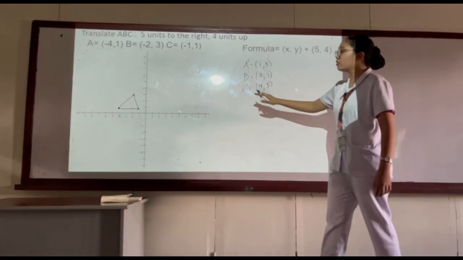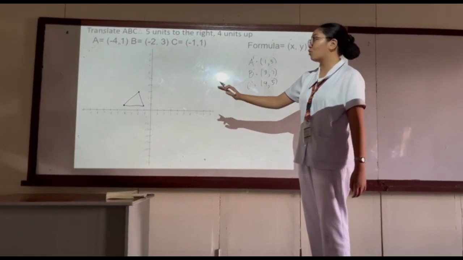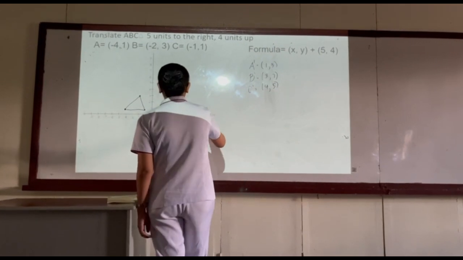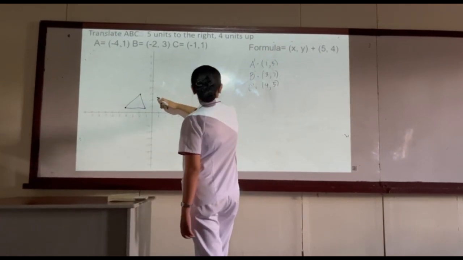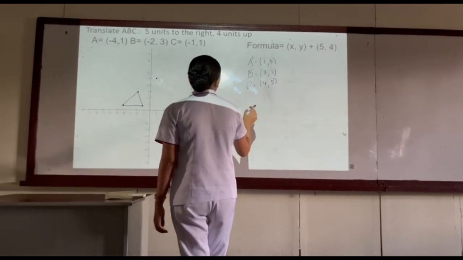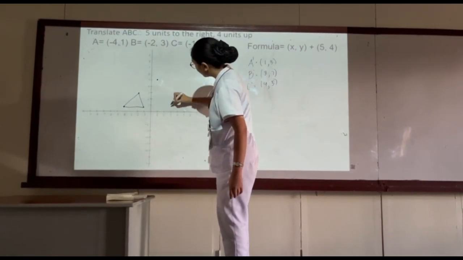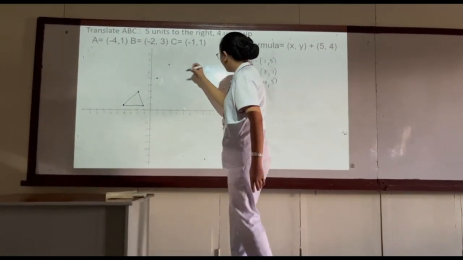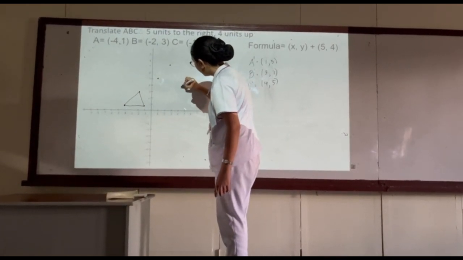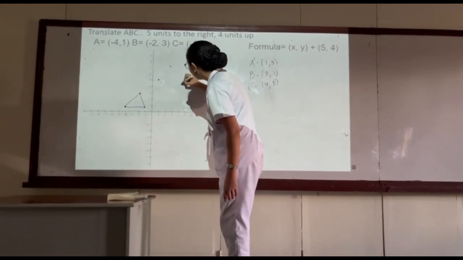Now, we're going to plot them into the graph by following the same procedure we did with the first coordinates. A prime is at 1, 5, so it'll be right over here. And B is at 3, 7. And C is at 4, 5.